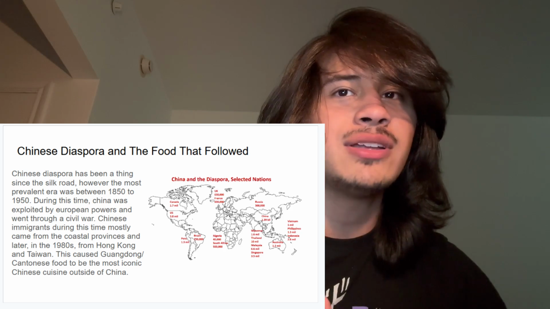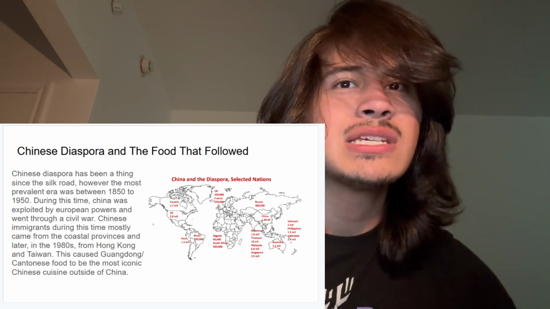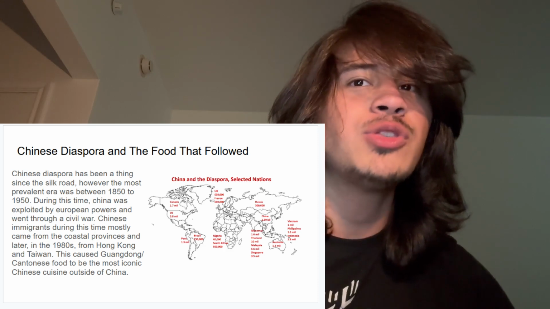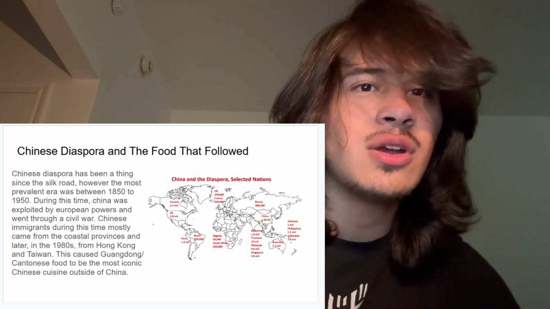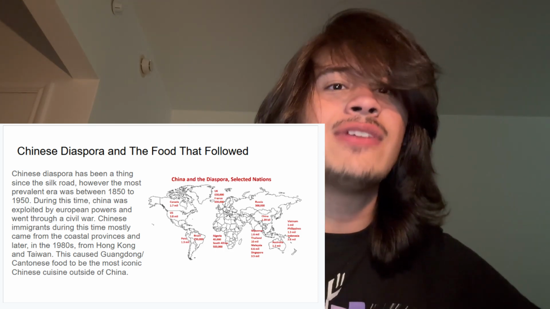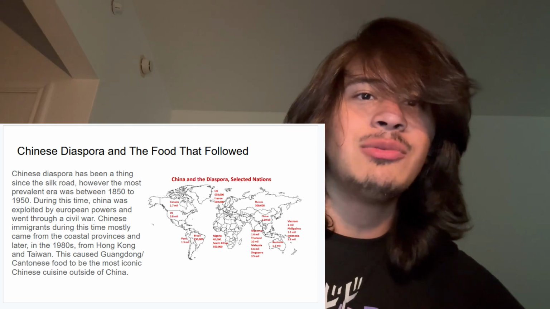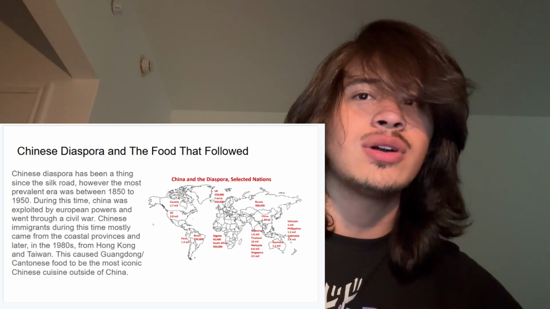Chinese diaspora has been a thing since the Silk Road. However, the most prevalent era was between 1850 to 1950. During this time, China was exploited by European powers and went through a civil war. Chinese immigrants during this time mostly came from the coastal region. In the 1980s, a second wave of immigration from Hong Kong and Taiwan came to the United States, with most immigrants coming to the United States as their first choice.